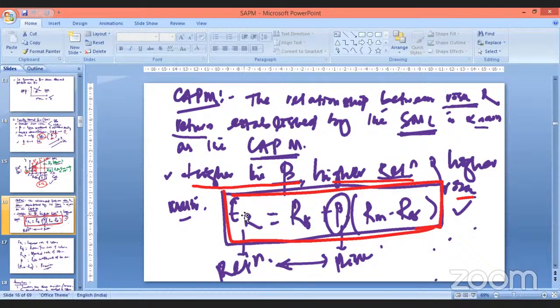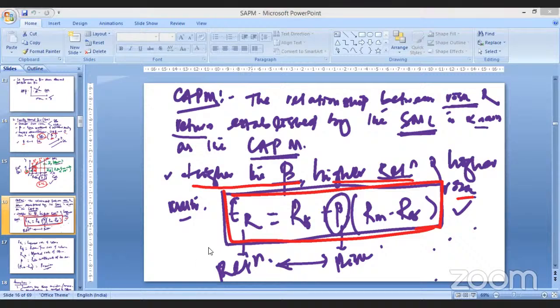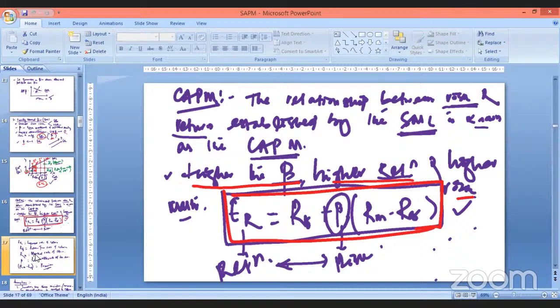So mathematically, as we have already taken, expected rate of return is equal to RF, the risk-free rate of return, plus beta, the risk coefficient, multiplied by RM minus RF. What is RM minus RF? Market rate minus risk-free rate is the premium. Is it clear? Yes, sir. Did you understand? Yes, sir. Okay, so the notation I have already mentioned.